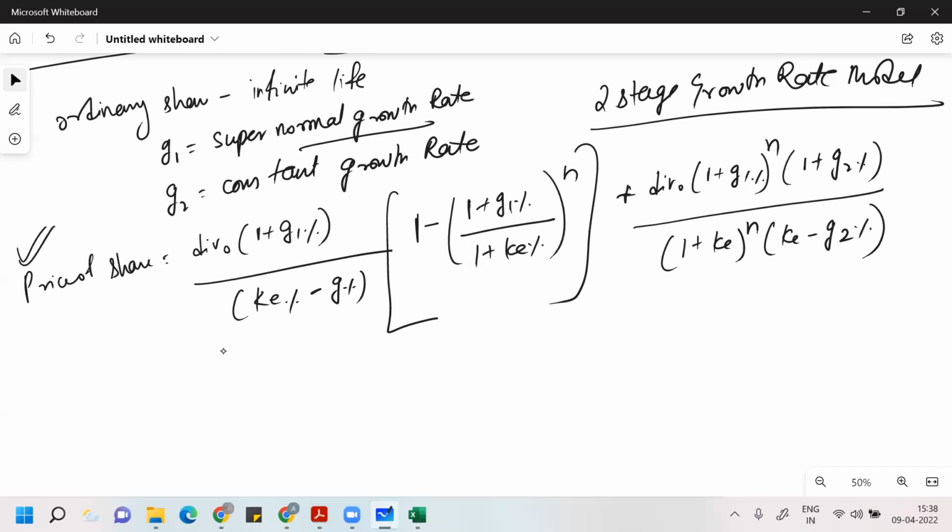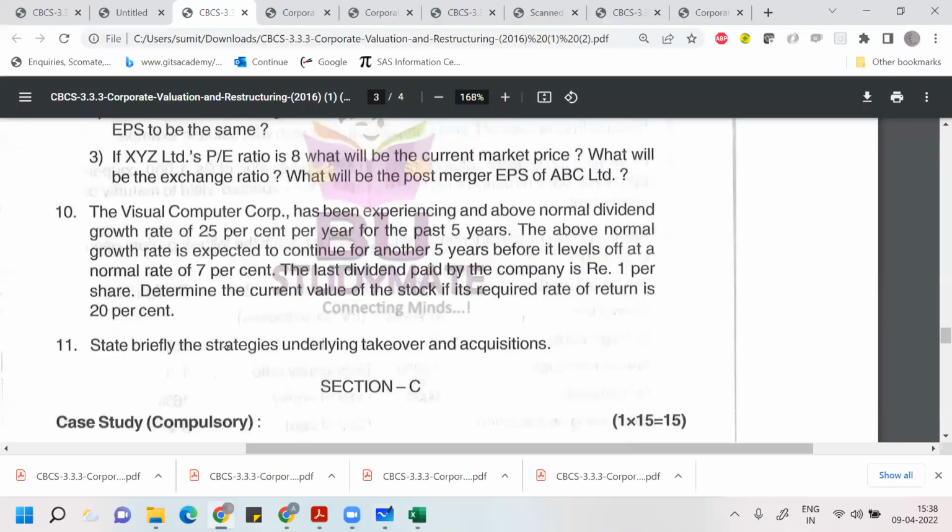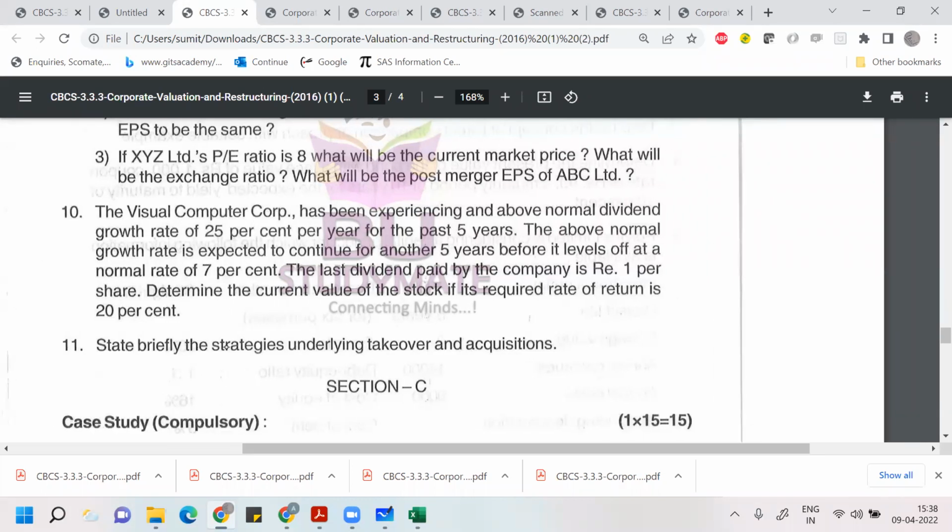Yes, sir. So how to identify two-stage or three-stage? Read this question. The Visual Computer Corporation has been experiencing an above normal dividend growth rate of 25%. This is G1, for the past 5 years, so n is 5 years. The above normal growth rate is expected to continue for another 5 years, and before it levels off to a normal rate of 7%. So this is your G2, 7%. The last dividend paid was 1 rupee, that is the current dividend, DIV naught. You have to find the value of the share if the cost of equity is 20%.